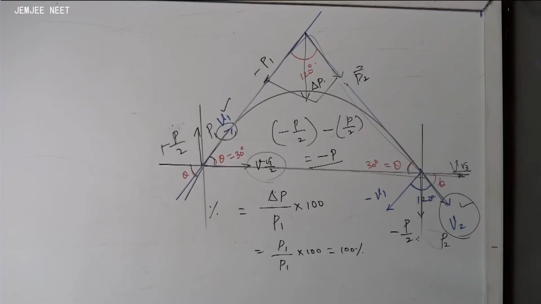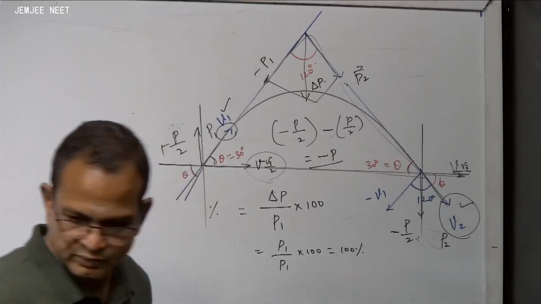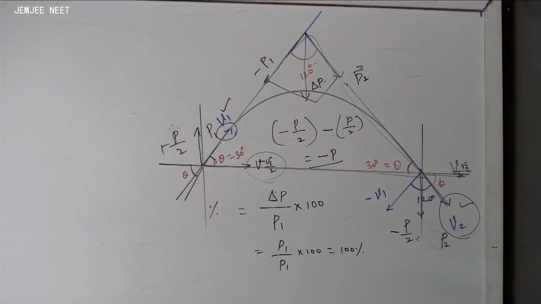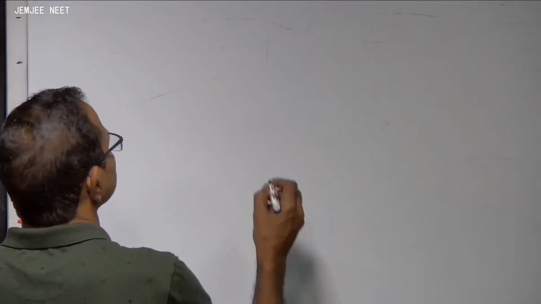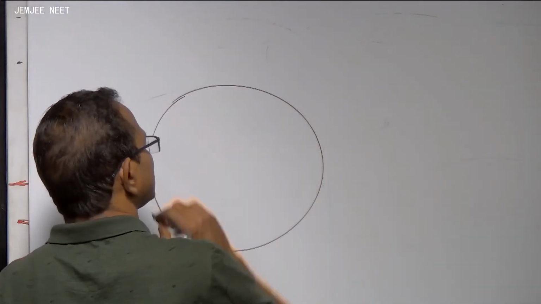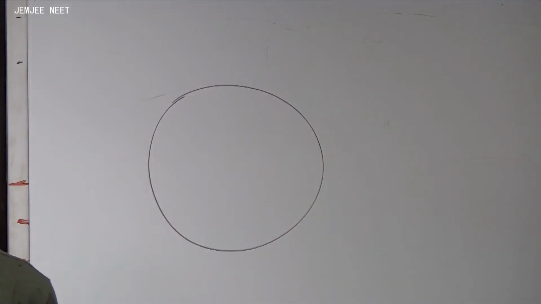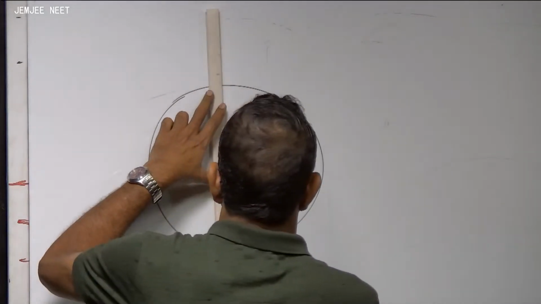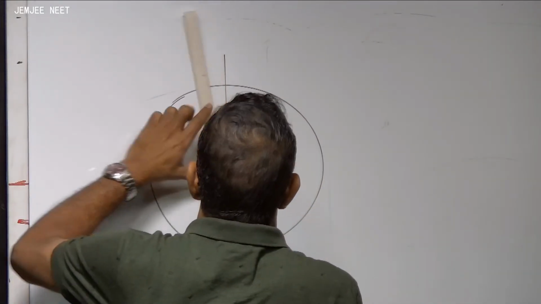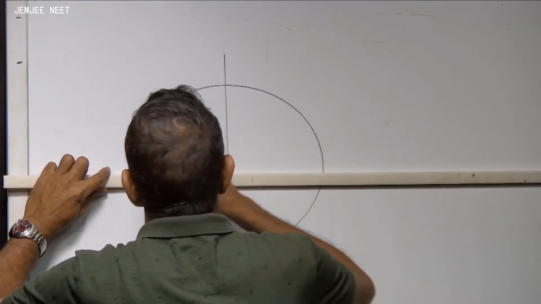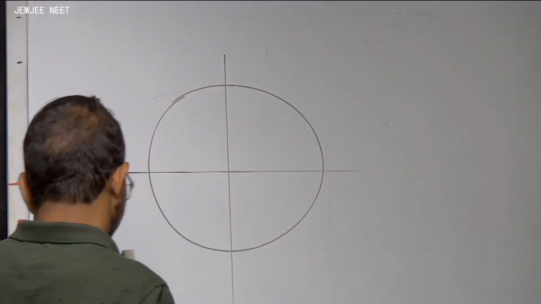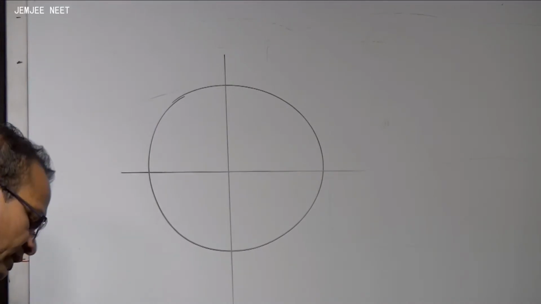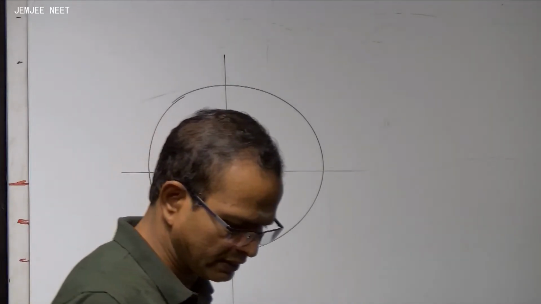Yes, Kanna. Now, I will take... I hope it's clearly visible. Diagram is clearly visible. I want to continue with vertical circular motion. You can assume like a simple pendulum rotated in vertical circular motion.